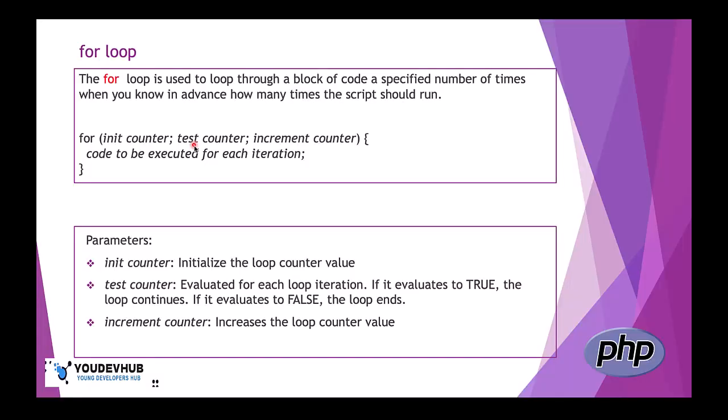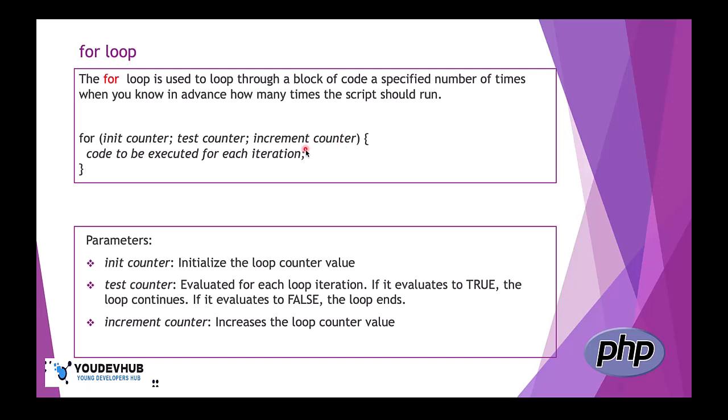Now, the for loop. The for loop is used to loop through a block of code a specific number of times when you know in advance how many times the script should run. It has some parameters. We have the init counter, which initiates the count. We have the test counter, which is the condition for how many times we want to run the loop. And we have the increment counter, which is what kind of increment we want to give the count.